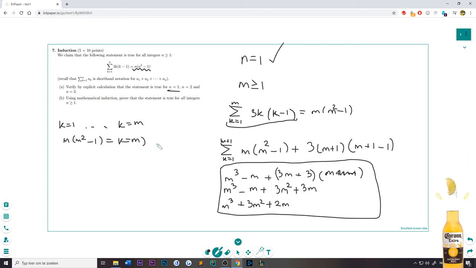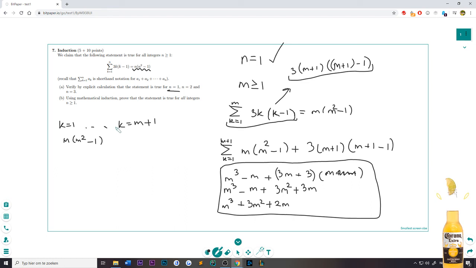But now we want to show that, instead of k being m, we want k to be m plus 1, right? And so we know that at the m plus 1th step we're going to substitute k for m plus 1. So we have 3 times (m plus 1) times (m plus 1) minus 1, right? That's the m plus 1th step in the summation, so that's where k is m plus 1.